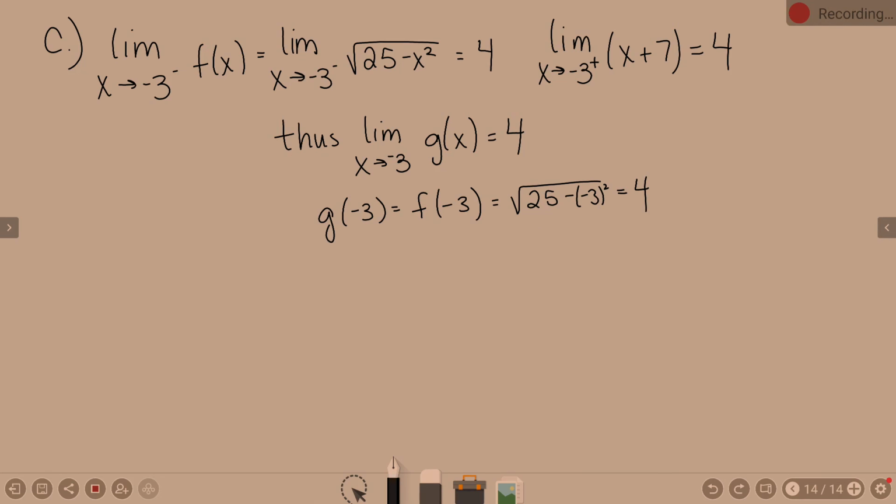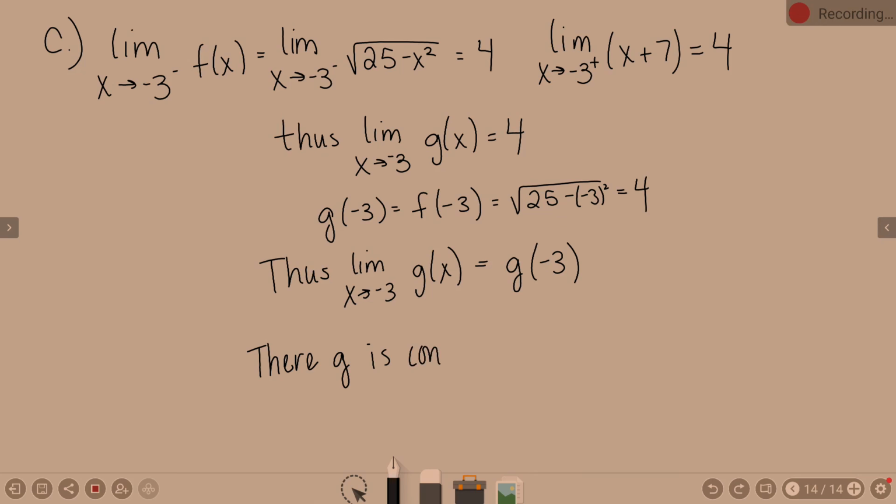So, I can say here that the limit as x approaches -3 of g of x equals g of -3. Therefore, g is continuous at x equals -3.